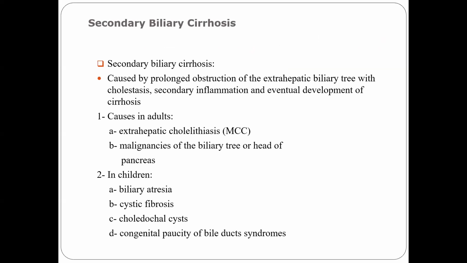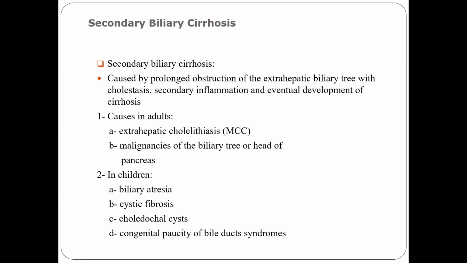So by the name itself, secondary biliary, that means the cirrhosis is happening due to the accumulation and the leakage of bile. Bile is a very corrosive substance, far more than the gastric acid. And if it goes into the liver parenchyma, it's going to destroy it. So it's going to result in its destruction.